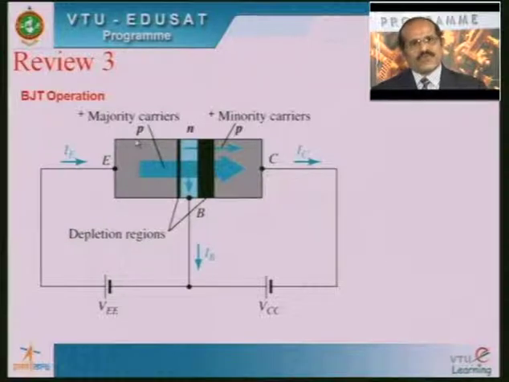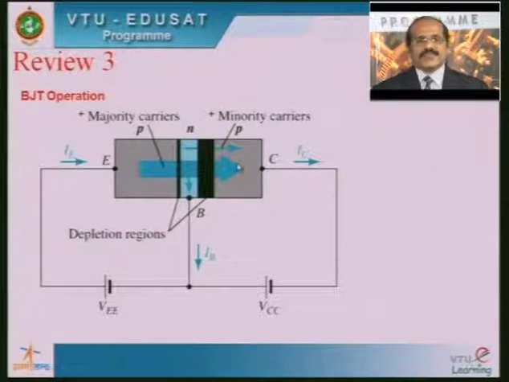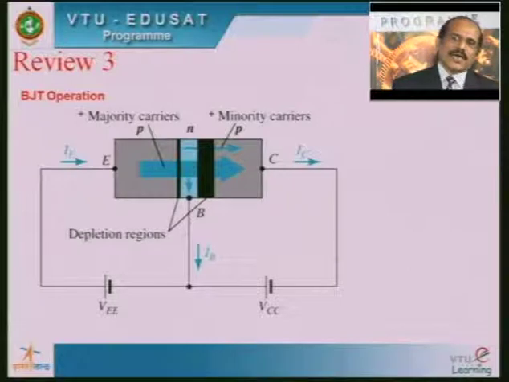When these holes move from the P layer to the N layer, about 5% of these holes recombine with the electrons of the base layer, and that will contribute to the base current. The remaining 90% will diffuse from the base layer into the collector region. Because once the majority carriers of the P layer, that is holes, diffuse into the N layer, they act like minority carriers.